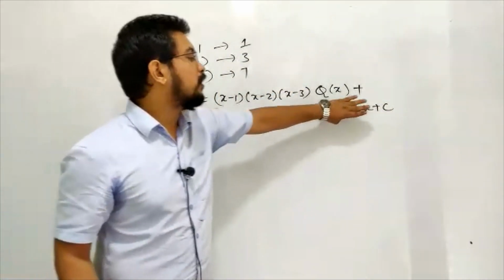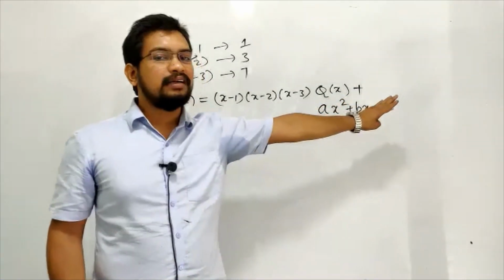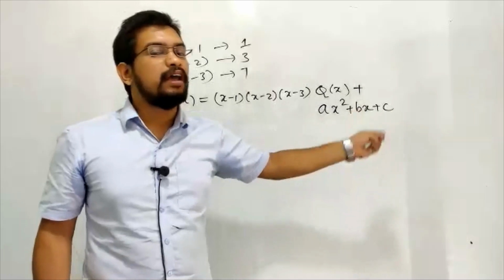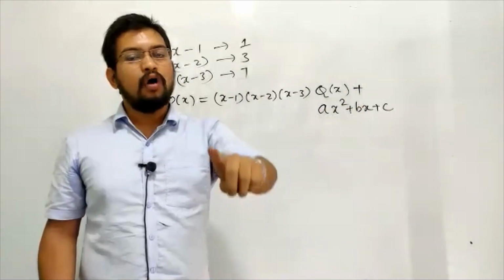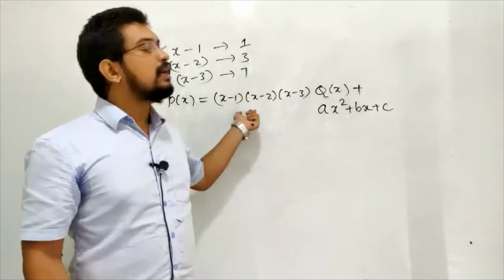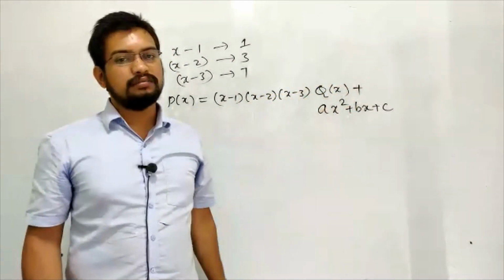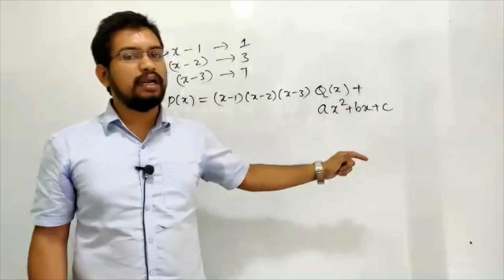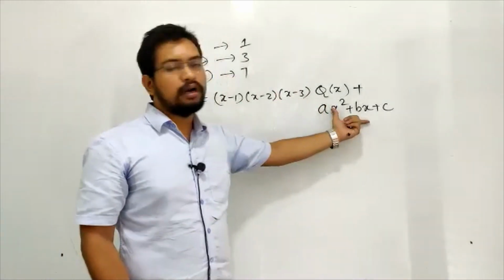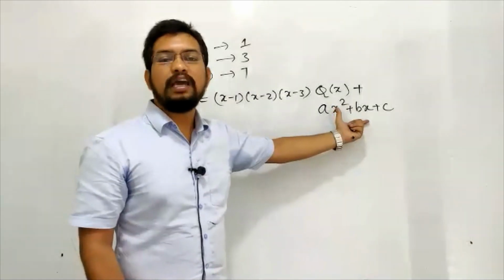Some students were directly writing it as r. That is wrong. When do you write a constant term? The constant term will be written only in case of a linear factor. If this is a linear factor, that should definitely be a constant. But this is not a linear term. This is a cubic, so this must be a quadratic.